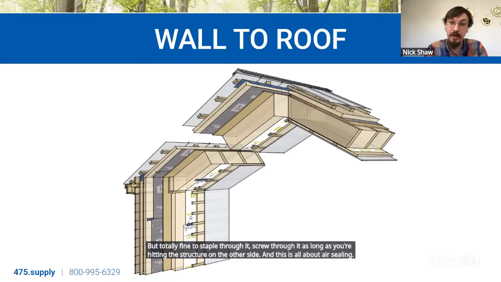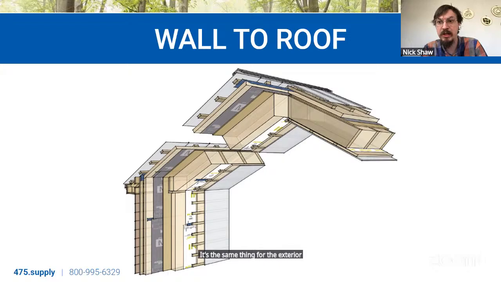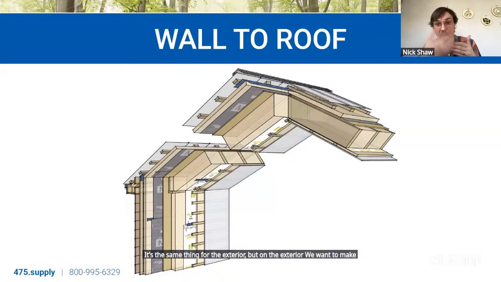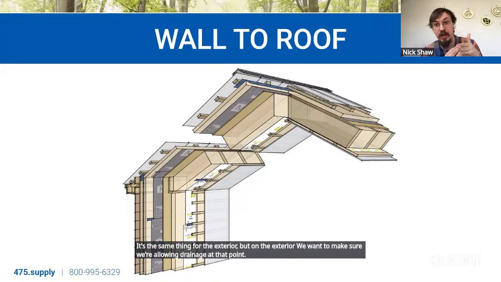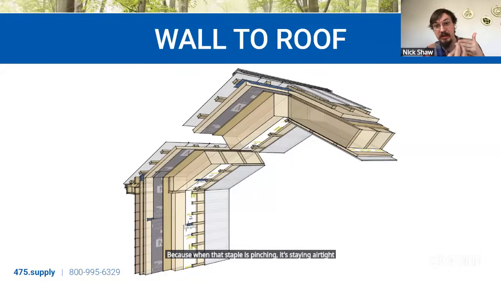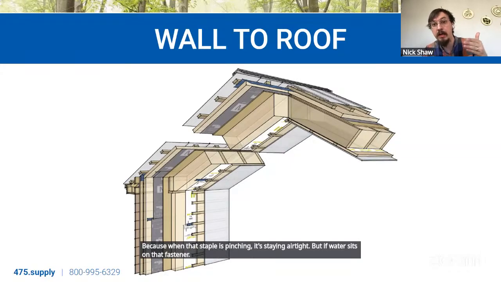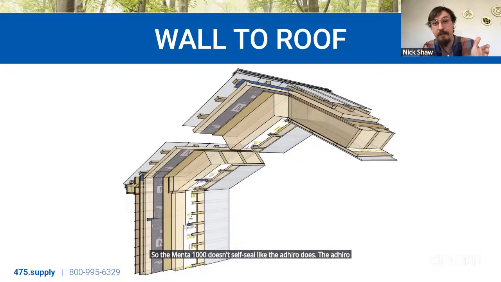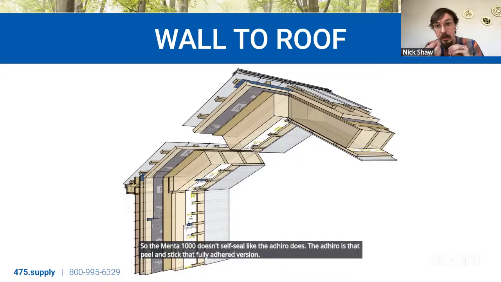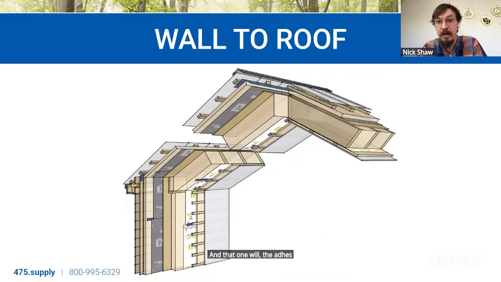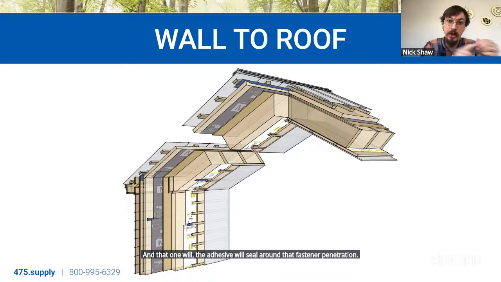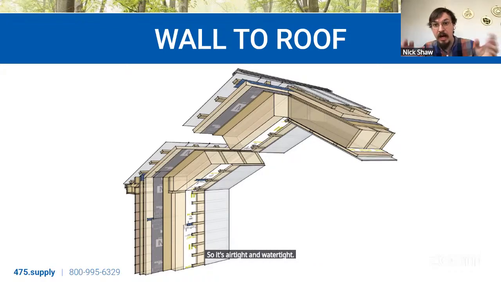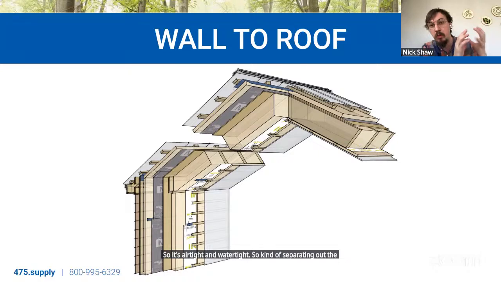It's the same thing for the exterior, but on the exterior, we want to make sure we're allowing drainage at that plane, because when that staple is pinching, it's staying airtight, but if water sits on that fastener, it could work its way in. So the Menta 1000 doesn't self-seal like the Adhero does. The Adhero is that peel and stick, that fully adhered version. And that one the adhesive will seal around that fastener penetration. So it's airtight and watertight. So kind of separating out the airtightness concern versus a waterproofing concern.